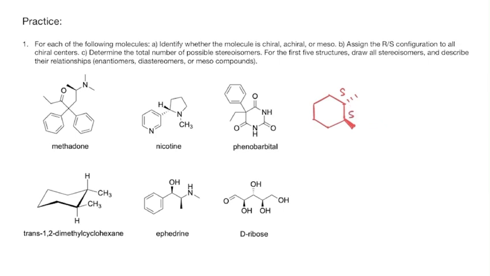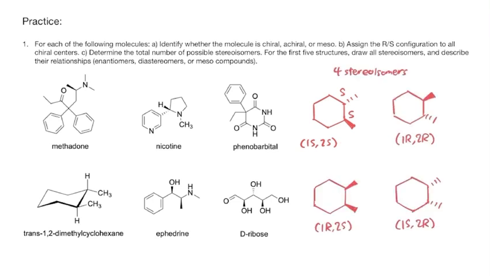This molecule, also called 1S,2S-1,2-dimethylcyclohexane, has 2 stereogenic elements, so we can assume that it can exist as 4 stereoisomers: 1R,2R, 1R,2S, 1S,2R, and 1S,2S-1,2-dimethylcyclohexane.